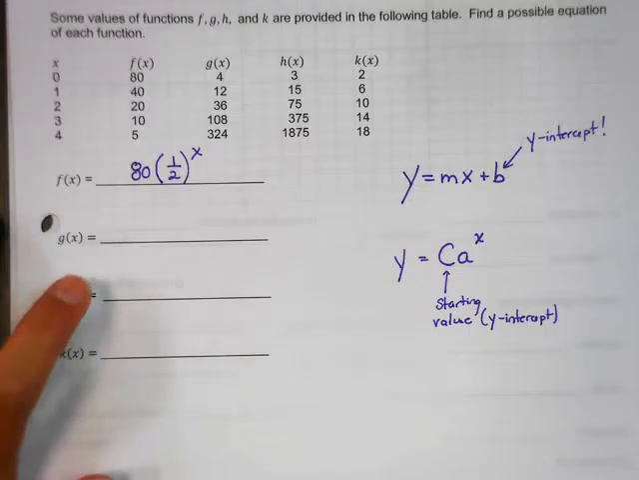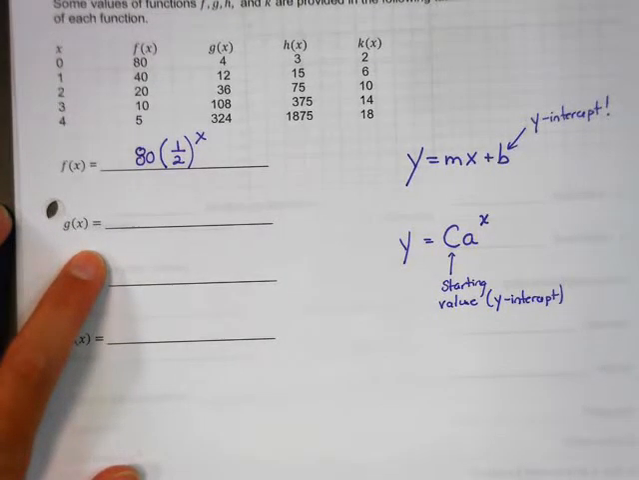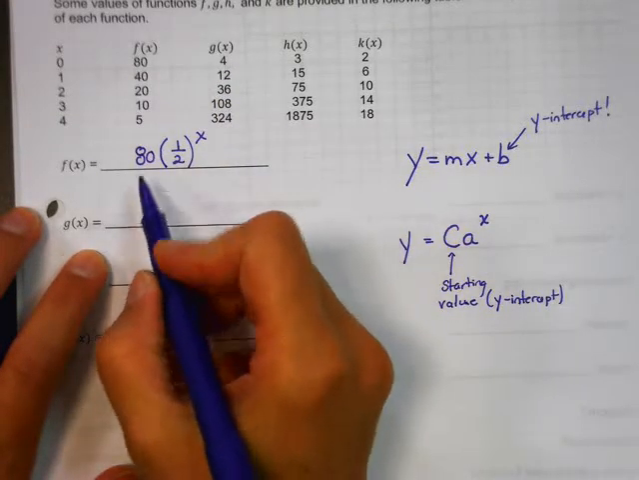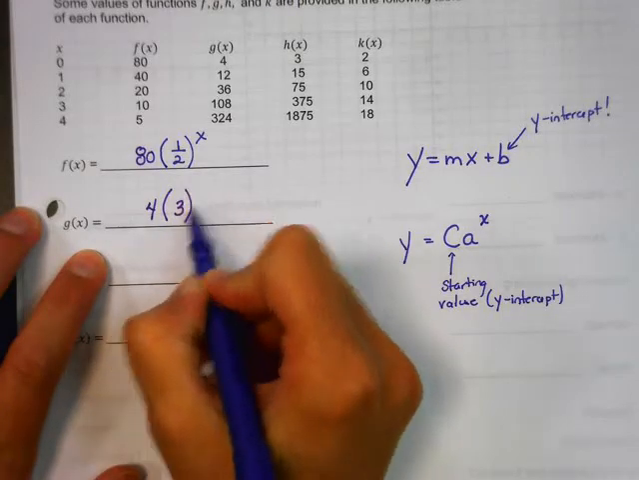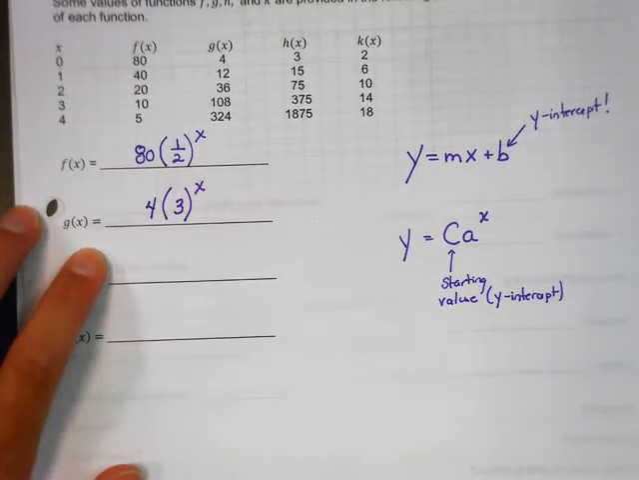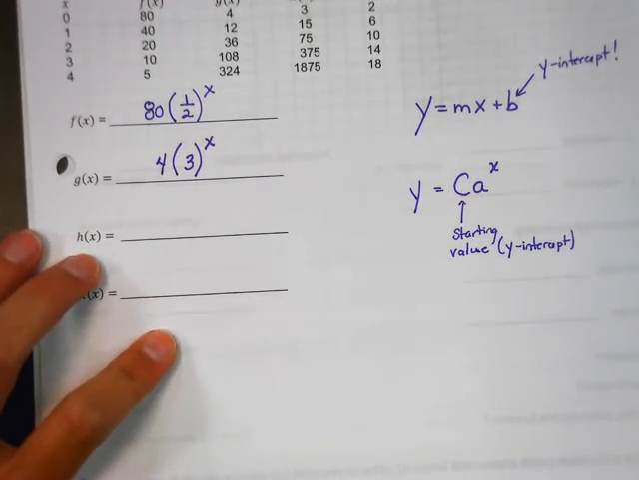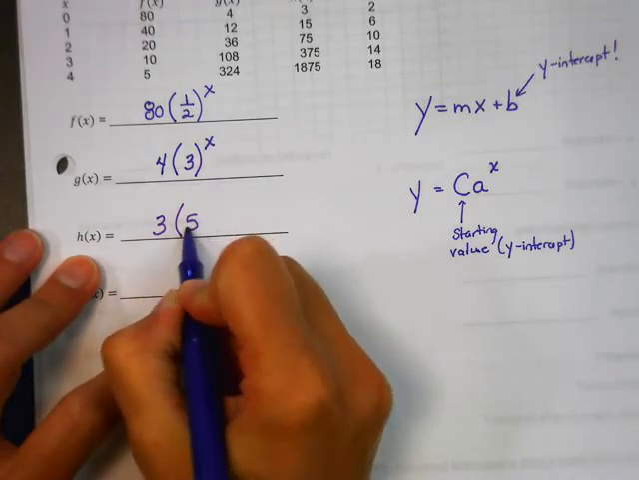So that one's exponential. What about g? Is that linear or exponential? It's exponential. We're multiplying by 3 to generate that table. Okay, so what's my starting value? What's my y-intercept? 4. I'm multiplying everything by 3 to generate that table. Getting the idea? I think h is exponential too, right? Are we multiplying by 5? Okay, starting value is 3. I'm multiplying by 5.